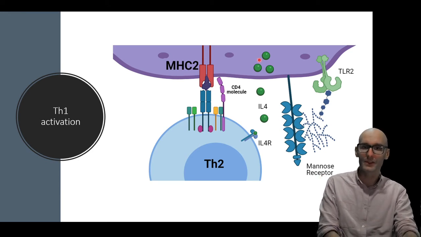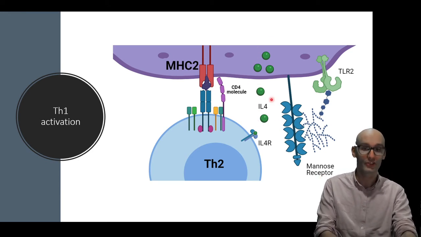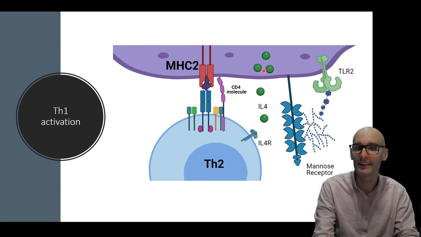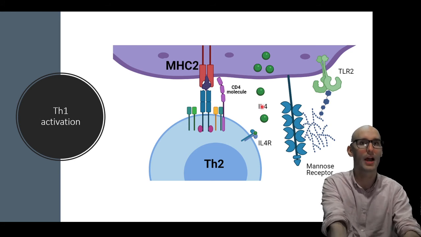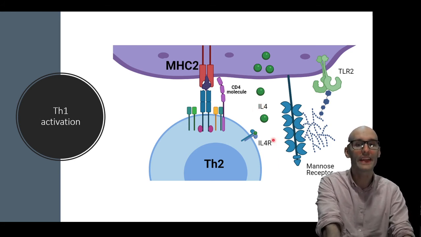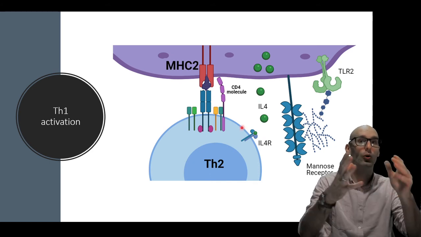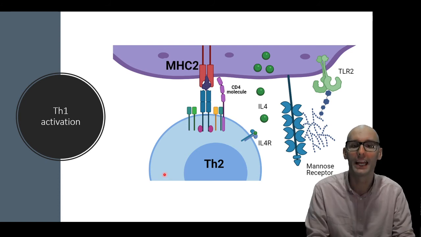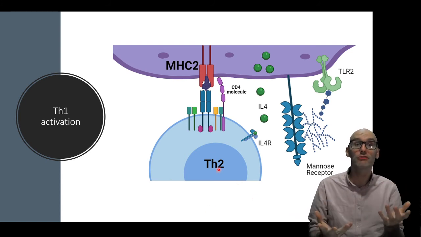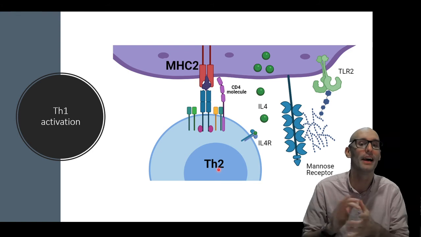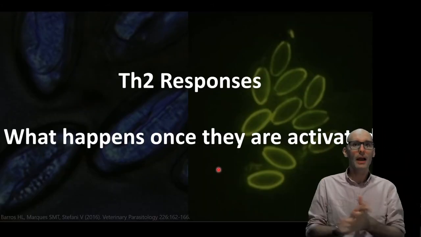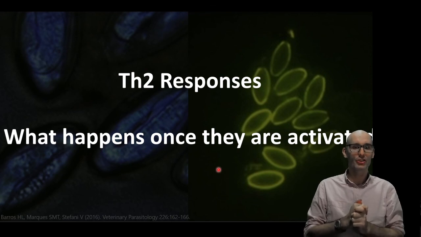So we get this production of the IL-4 cytokine, and it is released from the antigen presenting cell. It could be a dendritic cell, it could be a macrophage, and it binds to the IL-4 receptor on the Th2 cell, which then causes a bunch of phosphorylations, a whole bunch of genes to flip on and off, and it will now initiate a Th2 response instead of one of those other subtypes of Th response. So that's how we induce a Th2 response.